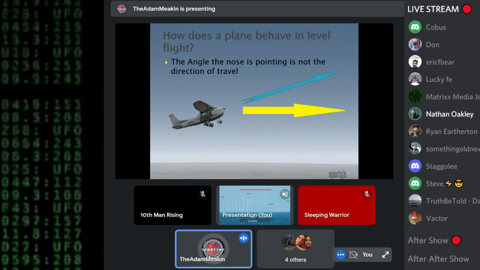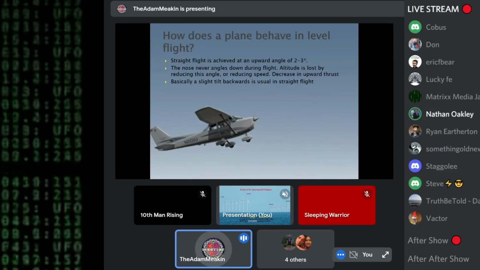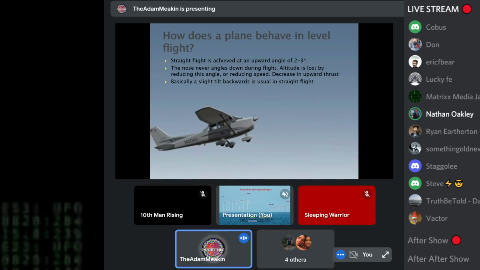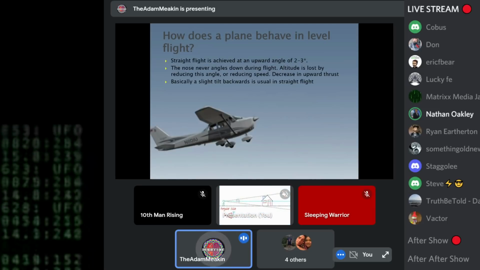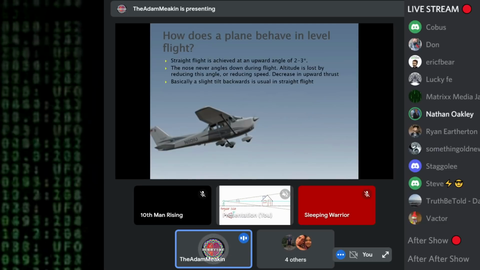Straight and level flight is kind of, let me switch the slide. There we go. It's achieved generally, and when I did this, it wasn't these little planes I was researching. It was a passenger plane. So what I then did, the data analysis with an accelerometer on. But straight and level flight is described as generally the plane's at a 2 to 3 degree upward incline. The nose never angles down during flight. Altitude is lost generally by reducing this angle a bit or reducing speed, which decreases the upward thrust also a little bit.